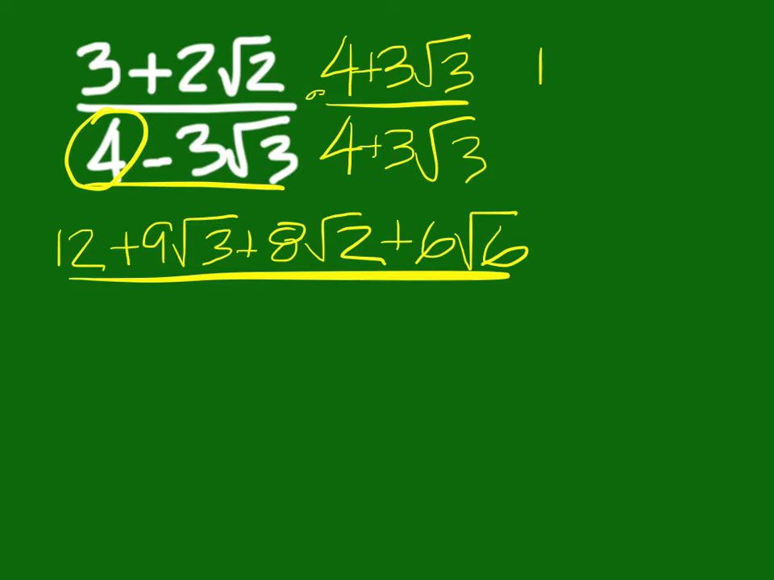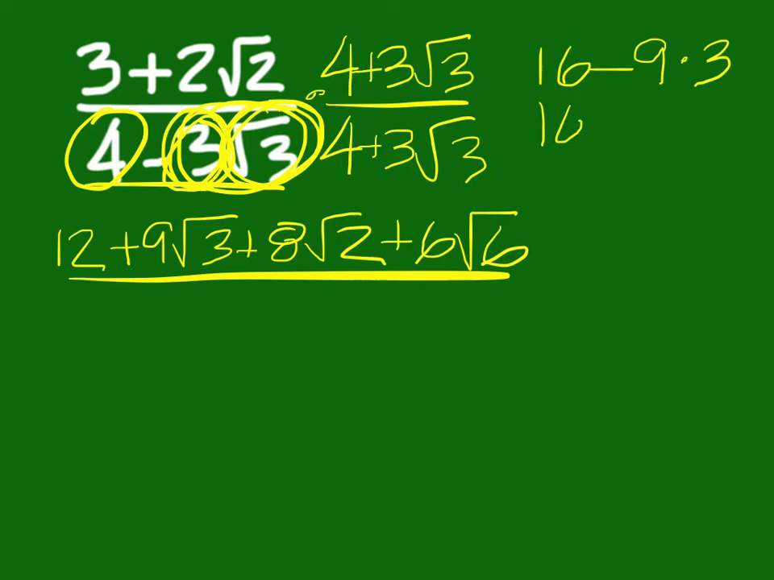Square that to get 16. Square this entire term. And when you square that term, you end up with this outside number squared, which is 9, and then the square root is squared. It's just the number under the sign, 3. 9 times 3, that's 27. 16 minus 27 is 11. And that's what goes on the bottom.